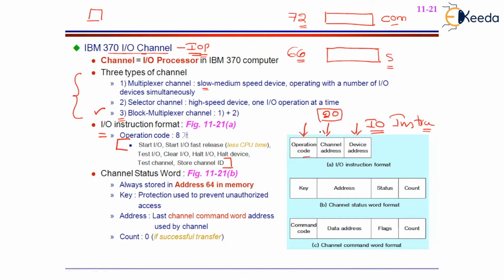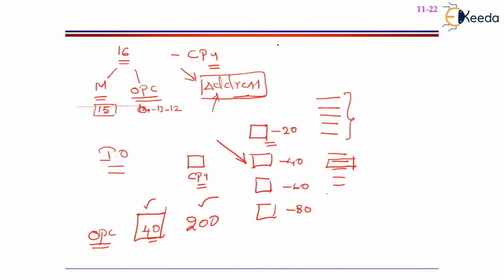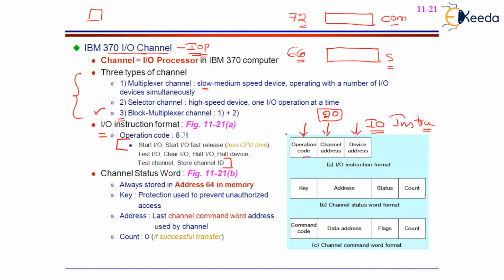Again, let me tell you, the transfer will have to happen between 2 entities. One is main memory and the other is the device. The eventual transfer should be from main memory to the peripheral device. This communication will be established by the IO processor. One IO processor will be selected to establish this communication medium through which the actual transfer will be made. Okay, so that is opcode, channel address, and device address.